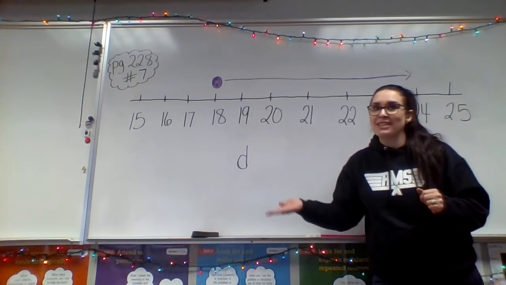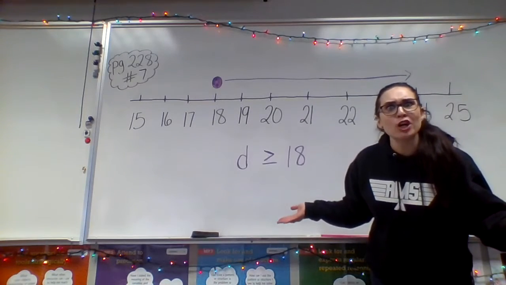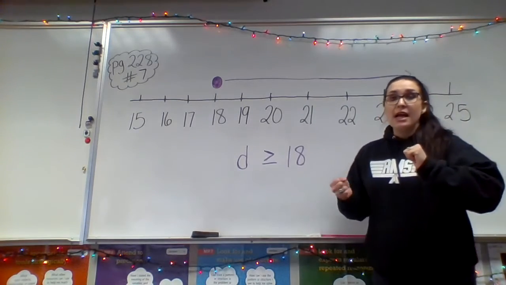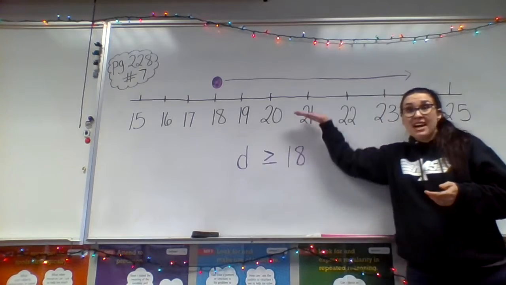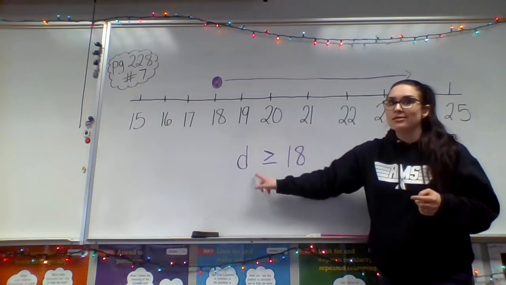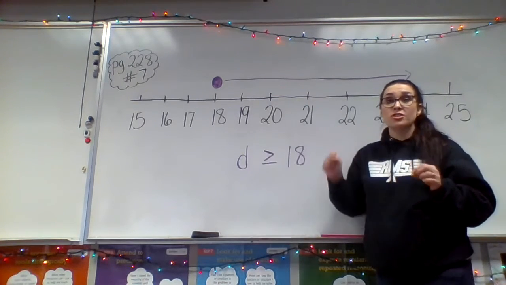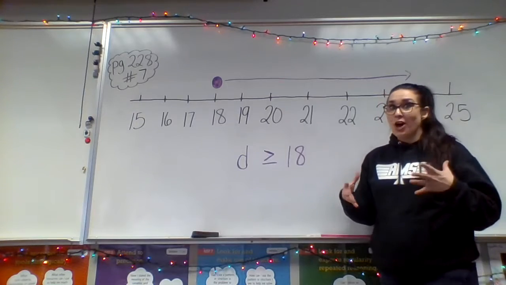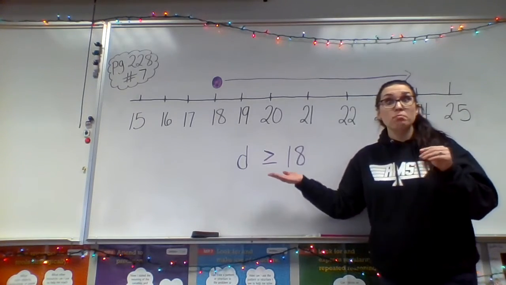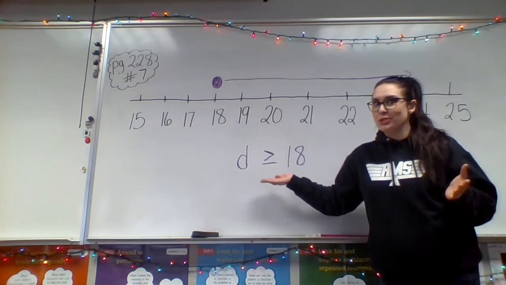So how would we represent this relationship with an inequality? Did you say we would use our greater than or equal to sign? Of course we would. Well done. Now remember, it's greater because our arrow is pointing towards the bigger numbers than 18. But it also has that little equal to possibility because our circle is colored in. So again, d could be bigger than 18, but it could also be 18. So we say that it's greater than or equal to 18.